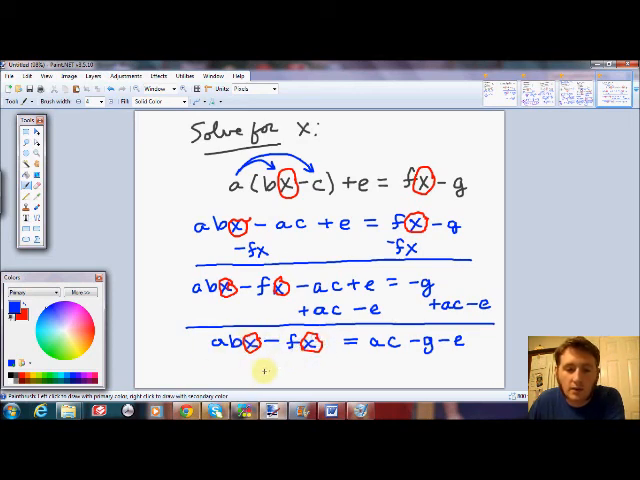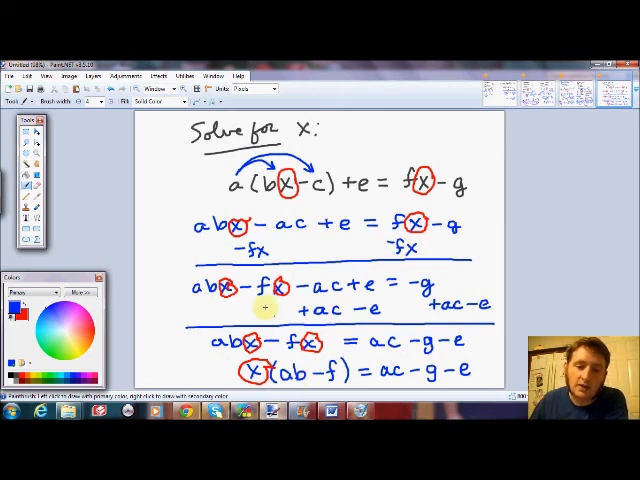And okay, so we're going to have x times what? AB minus f equals what? AC minus G minus E. And then we've got the x by itself here times AB minus f, because if you distribute this, you go back in, and distributing is multiplying. And so I'm out of space, so you can't see it if I put it at the bottom, so I'll just write it right here in purple or something.